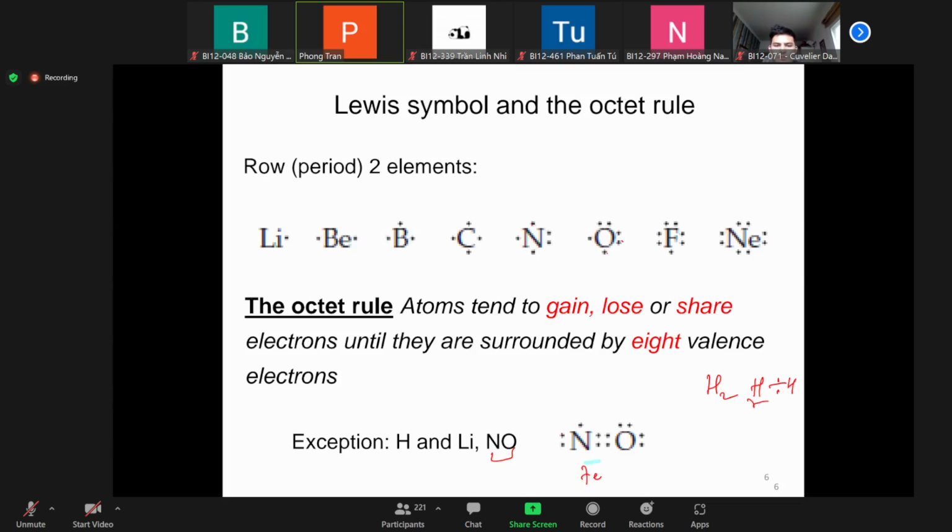So now we may want to ask the question, why the octet rule? Why do atoms tend to gain, lose, or share electrons until they are surrounded by 8 valence electrons? So why 8 electrons? Can anyone comment?